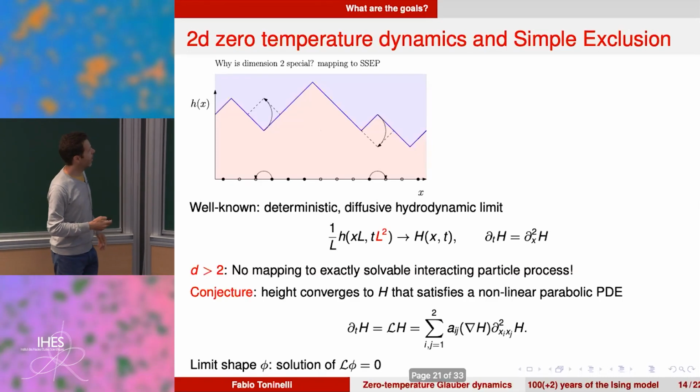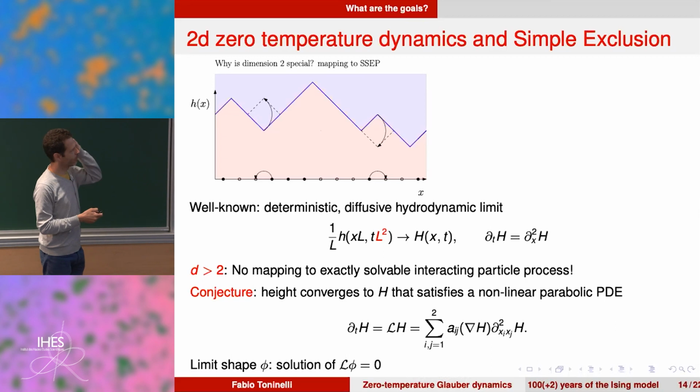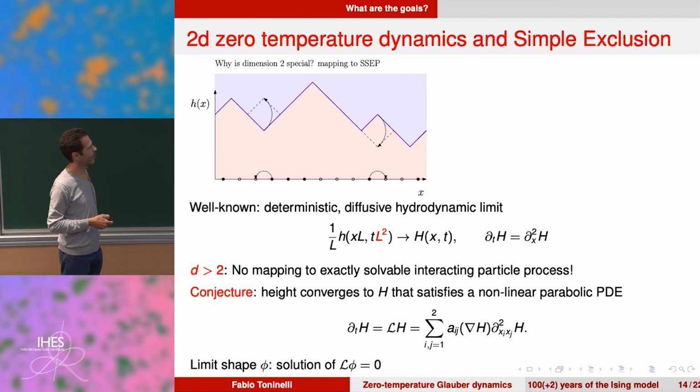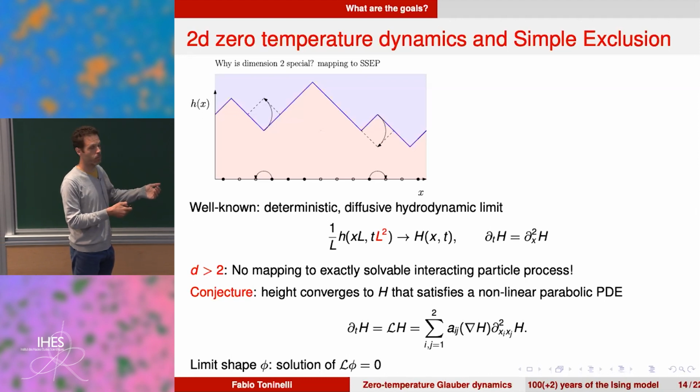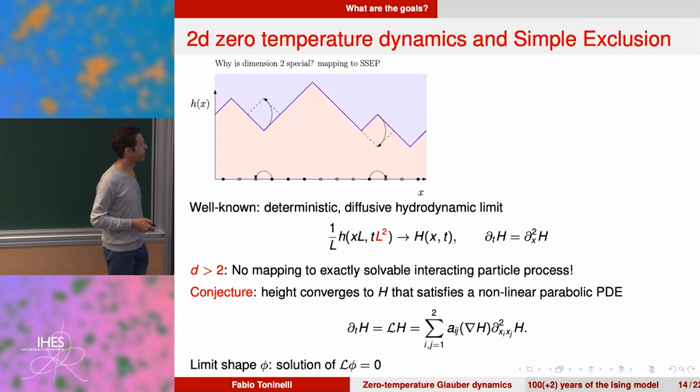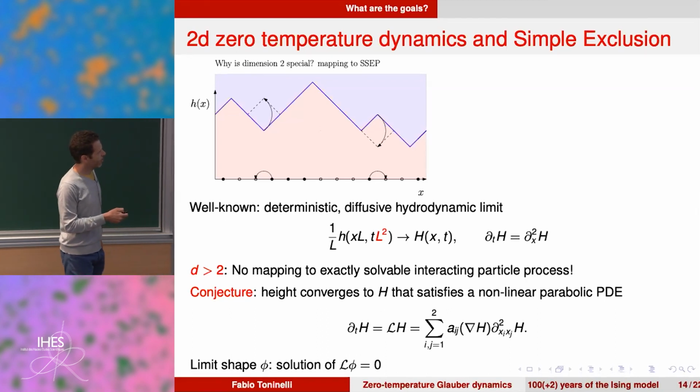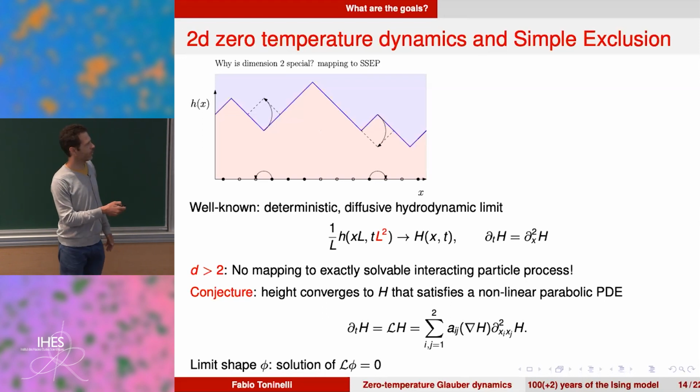Okay. Now, what about higher D? Well, unfortunately, there is no mapping to an easy or solvable interacting particle process like simple exclusion. But the conjecture is, even in, say, 3D, that the height function, rescaled in the same way, converges to the solution of a certain PDE, which will still be parabolic, like the heat equation, but in general will be nonlinear. And this is very conjectural. And of course, the limit shapes, as I mentioned before, will be just the stationary solutions of this PDE, so we just solve right-hand side equals 0.